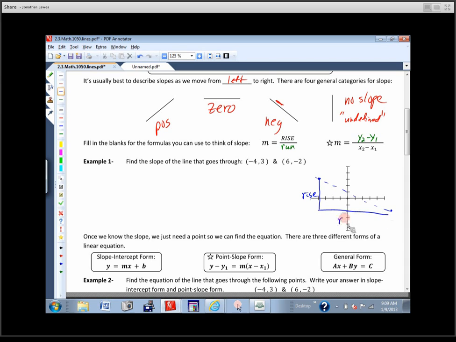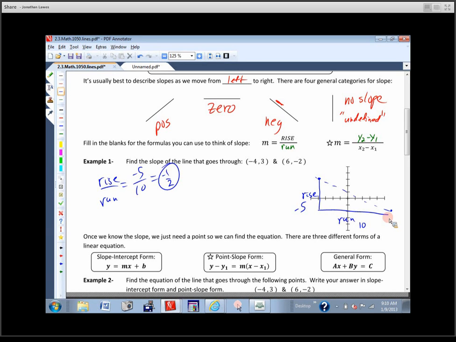Okay, so the rise in this case, we're at 3, and we go all the way down to -2, so that'd be -5. And the run, we were at -4, and we go all the way to 6, so the run would be 10. So if I do the rise over the run, I get -5 over 10, so I'd reduce that, so -1/2. There's the fraction that represents how steep that line is and the direction it slants. Notice the negative, down from left to right. It's not very steep. The fraction's 1/2, so that's a pretty shallow slope there. Any questions?